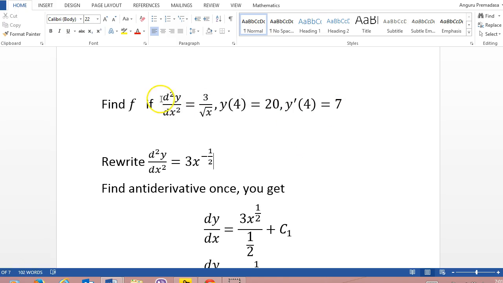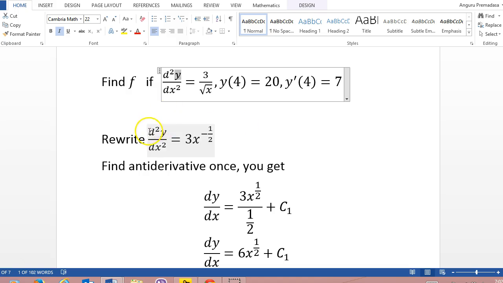So first of all, you have the second derivative, and you want to get at y. Remember, that's the target. But to get at y, you need to first find the antiderivative once and get the first derivative. Then you evaluate the constant, and once you have the first derivative ready, you find the antiderivative again. You should get y and another constant, and finally you evaluate that constant. So you start by finding the antiderivative once.